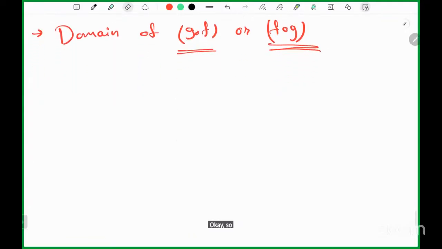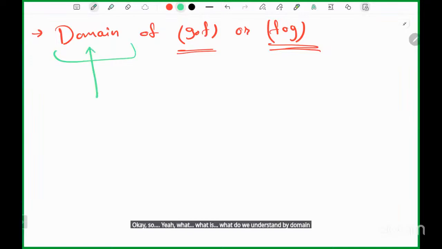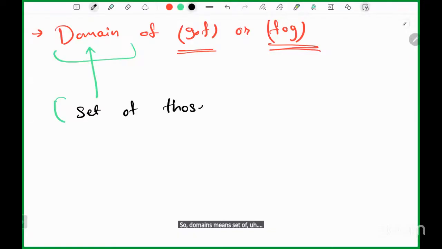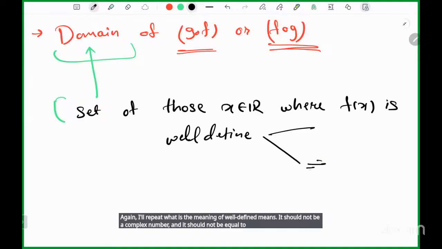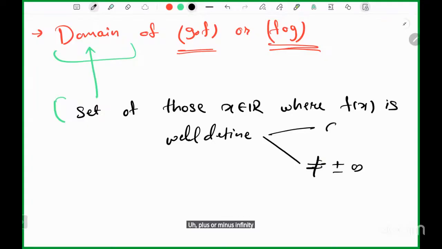Okay, so what do we understand by domain first of all? Domain means the set of all values where the function is well defined, right? So domain means the set of those x belonging to real numbers where the value f of x is well defined. Again, I'll repeat what the meaning of well defined is. It should not be equal to plus or minus infinity, and it should not be a complex number. That's the meaning of well defined for us.